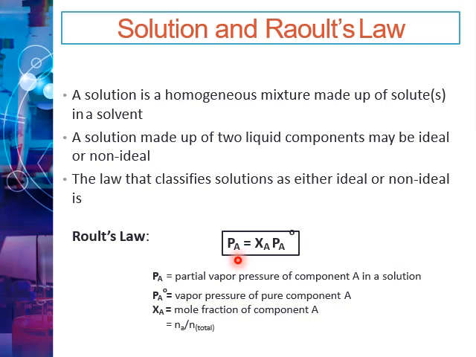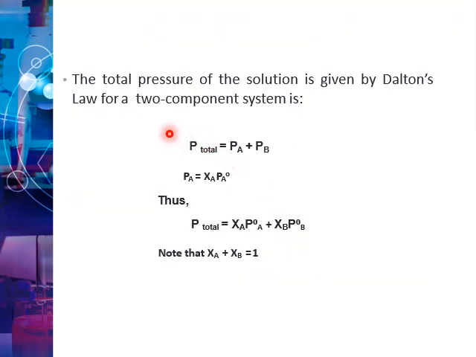But we can also note it as PB equals XB PB naught, or PC equals XC PC naught. It depends on what component we are referring to. Now, when we calculate the total pressure of the solution given by Dalton's law for a two component system, Dalton said that P total is equal to PA plus PB. And we know from Raoult's law just now, PA is equal to XA PA naught.